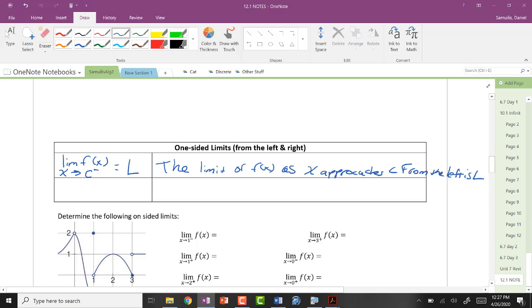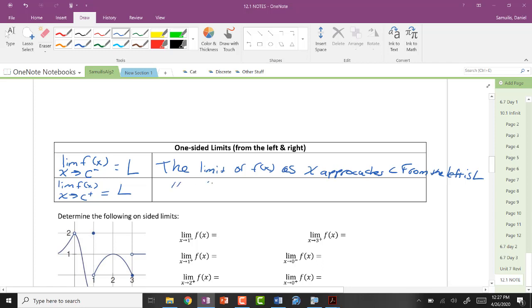That's how you would read that. The limit of f of x as x approaches c from the left is L. And then we would do the opposite to show from the right. So the limit of f of x as x approaches c, and then there's a little plus here. That means from the right, so is L.